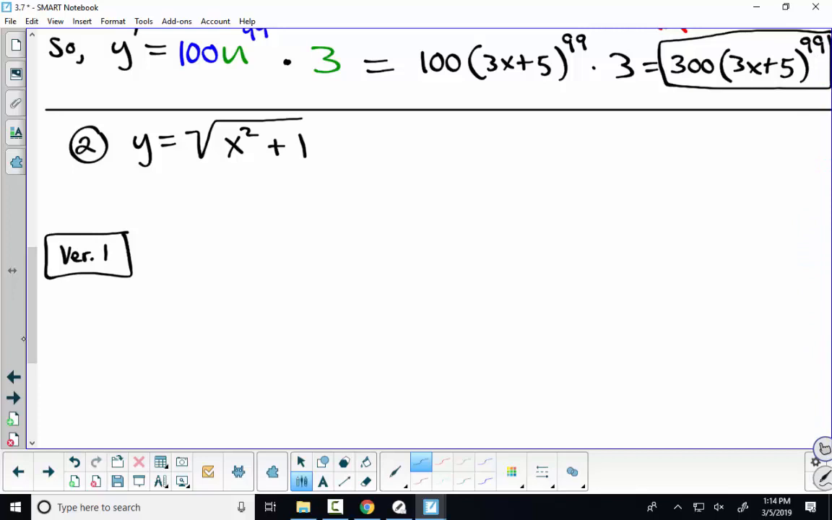Okay, how about the square root of x squared plus 1? Using version 1, we'll make a substitution. And what would u be equal to for version 1? The inside function, x squared plus 1. So if u is x squared plus 1, that gives us y equals the square root of u. And then we find the derivative of those two things, multiply those two together, and then resubstitute for u.